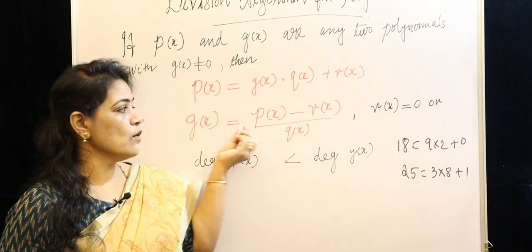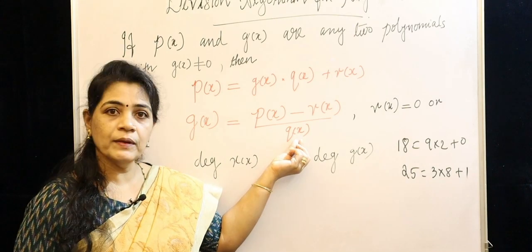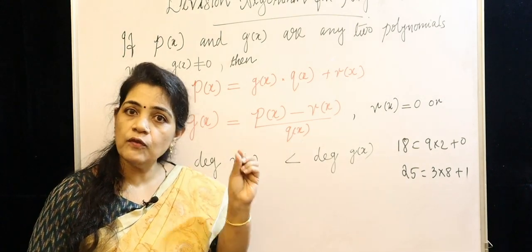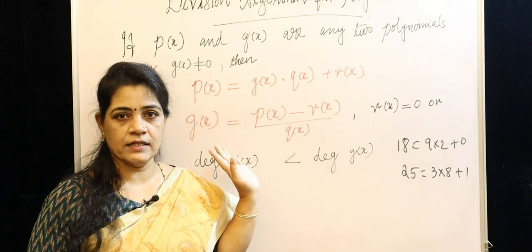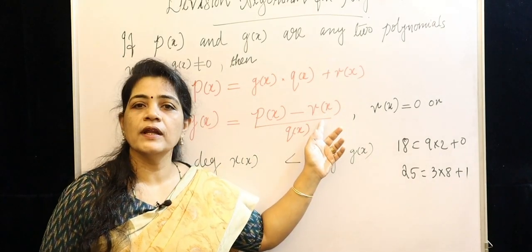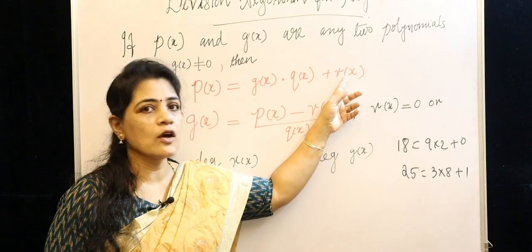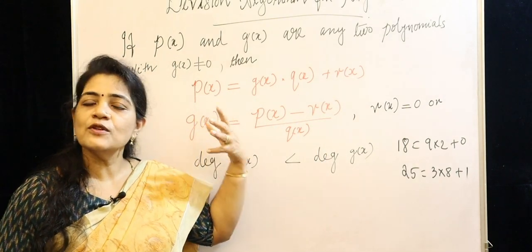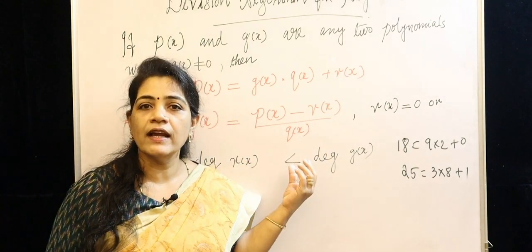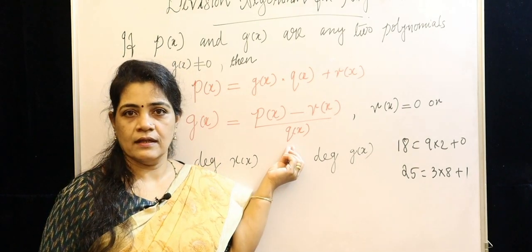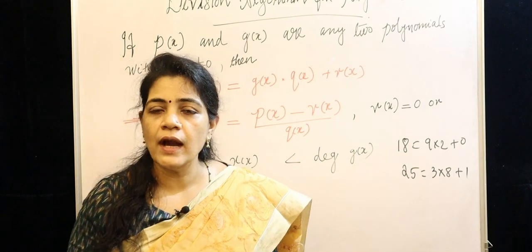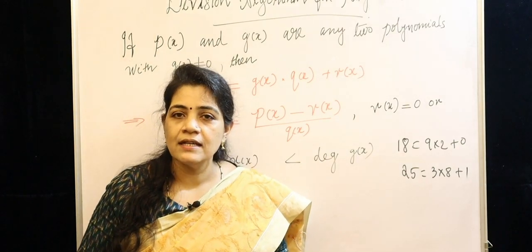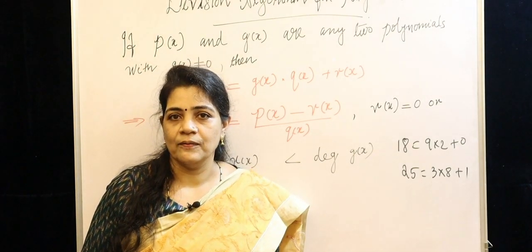If we need g of x, q of x will be the denominator. If we want q of x, g of x will come to the denominator, and there is no change for the numerator. That means we have to take r of x along with p of x, so p of x minus r of x divided by q of x. That point is clear. These are very important points to be applied in the next exercise. So let us start the exercise work.